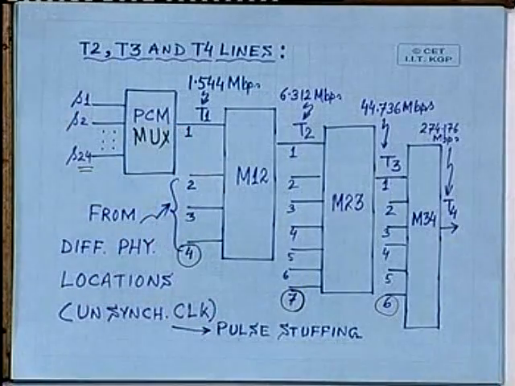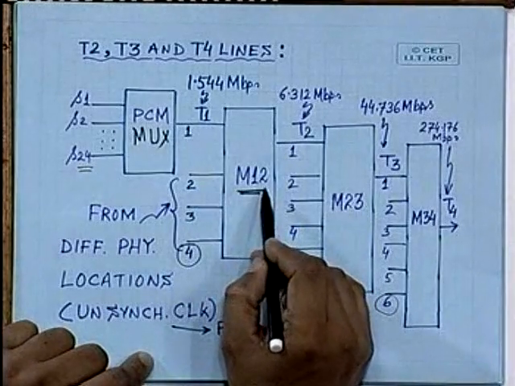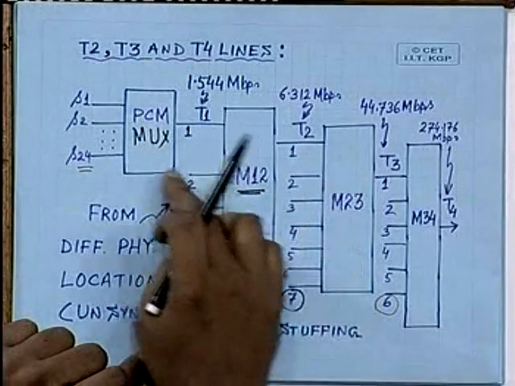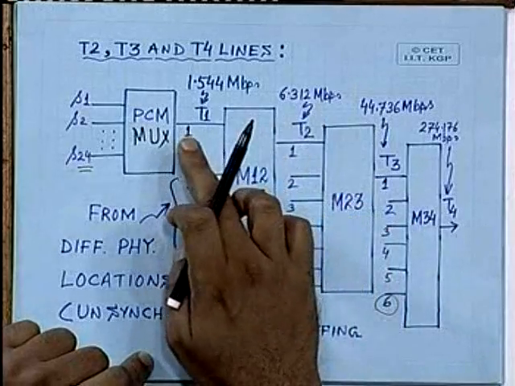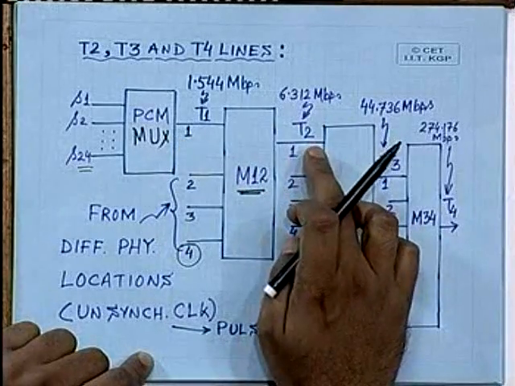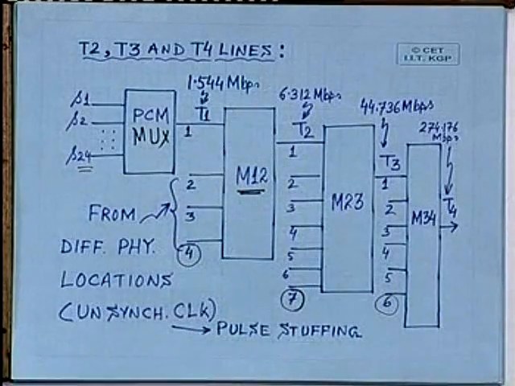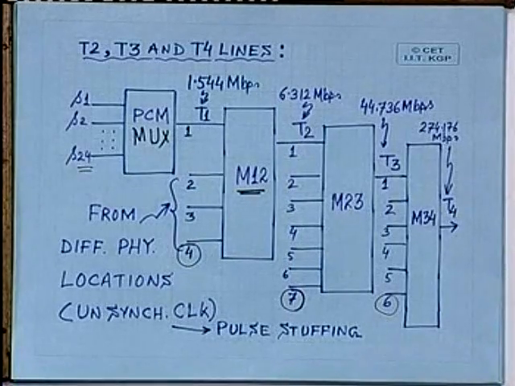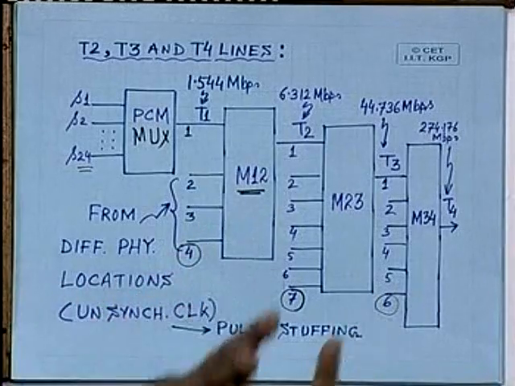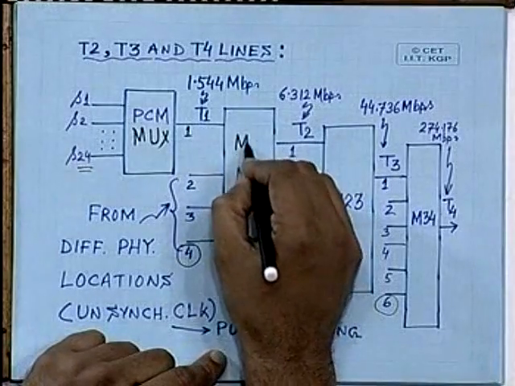At the next level of the multiplexing hierarchy, I am noting the multiplexing unit as M12, a multiplexing unit which is taking input from the previous level, T1, and it is going to give what is known as T2 at its output. So 4 such T1 outputs are taken, each at 1.544 megabits per second, and these 4 channels are now multiplexed here in the M12 multiplexer. Let me write, it is mux M12.